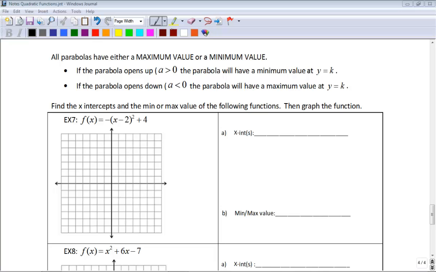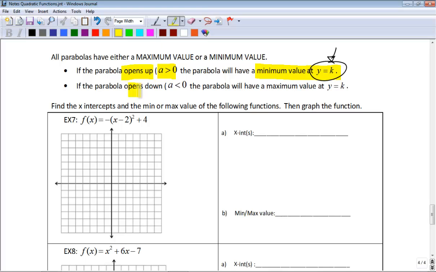All parabolas have either a maximum or a minimum value. So if your parabola opens up, again, that happens if your compression stretch is positive, then you're going to have a minimum value, and that value is going to occur at y equal k, whatever the k value of your vertex is.